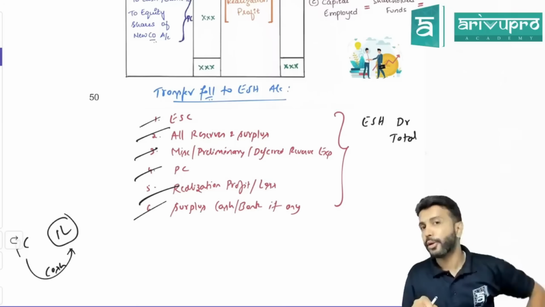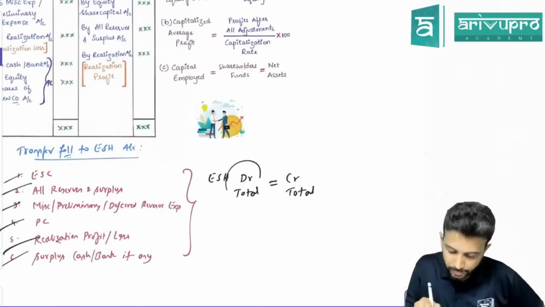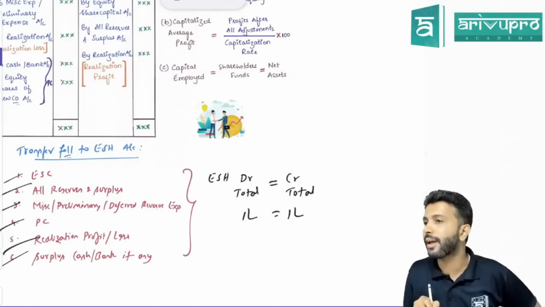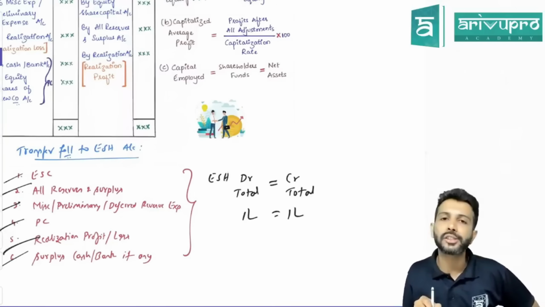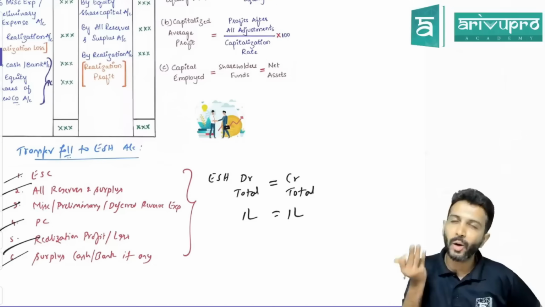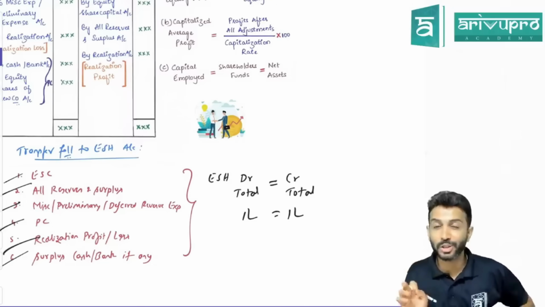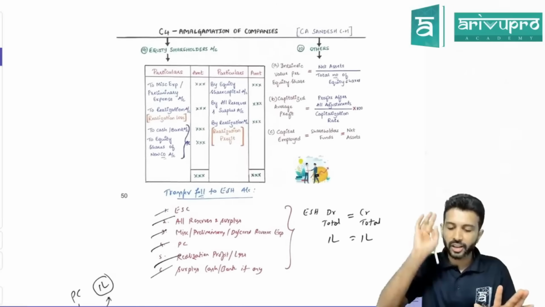One more checkpoint you need to keep is that in the equity shareholders account, the debit side total and credit side total should match. If this side is 1 lakh, that side also should be 1 lakh. If it doesn't match, somewhere you have made some mistakes, so check again. That's your final checkpoint. You should not have any balancing figure. That is the overall crux.